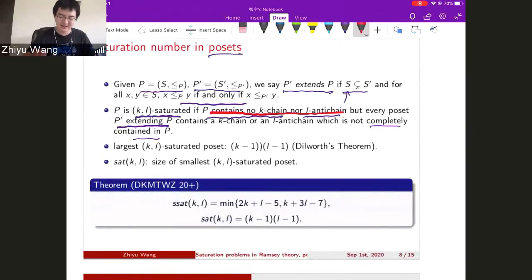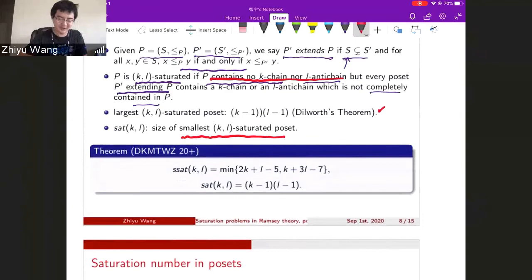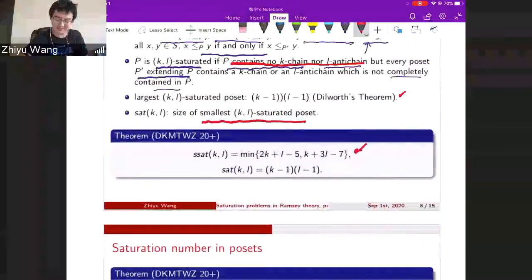Okay. So Dilworth theorem. What is the largest KL saturated poset? That is exactly K minus 1 times L minus 1. It's the Dilworth theorem. And so the analog will be what's the smallest KL saturated poset. Can we construct some saturated poset that is smaller than that? Okay. So in here we can actually get a pretty exact answer. The saturation number is exactly equal to the bound in the Dilworth theorem.